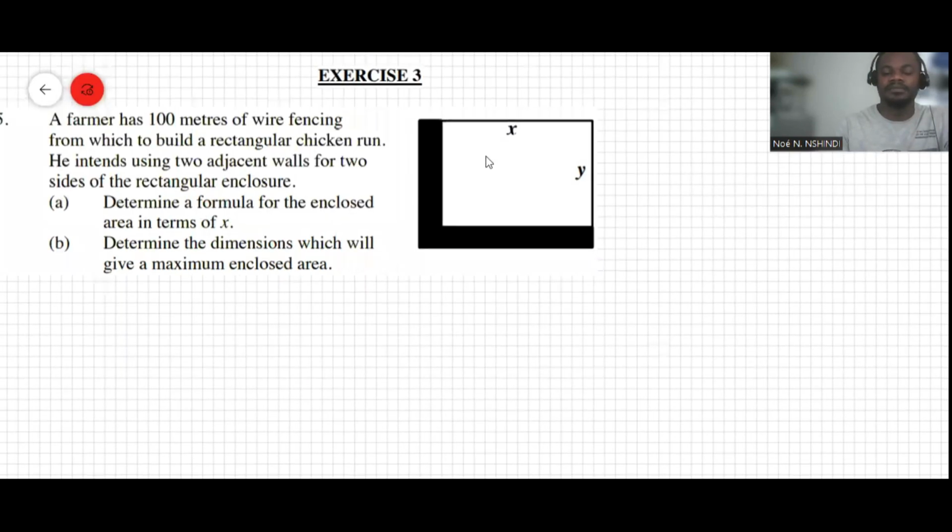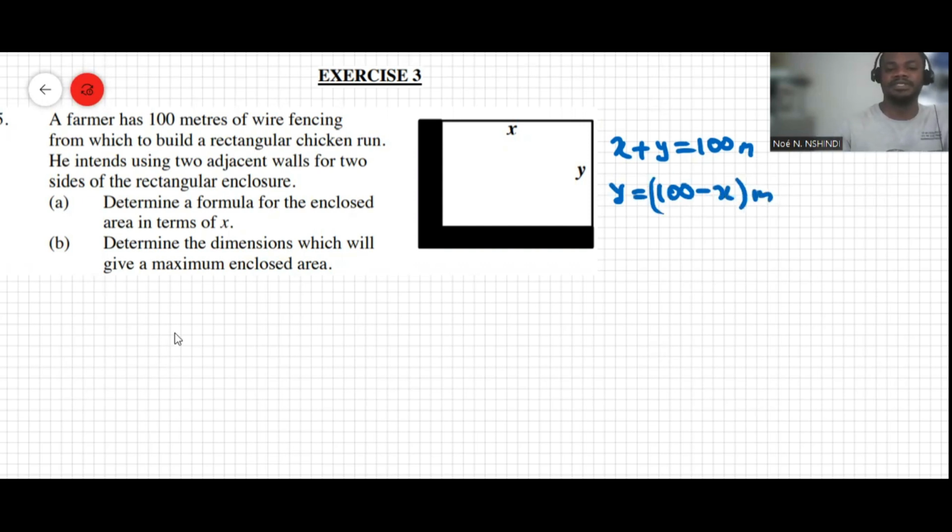All right. Meaning, because the farmer has 100 meters of wire fencing, he intends using 2 adjacent walls for 2 sides of the rectangle. So these walls were there already. So the 100 meters are this and that. So x plus y makes 100. So we can notice that here, x plus y equals 100 meters. Then this means y can be 100 minus x meters. So if this is x, that will be 100 minus x.